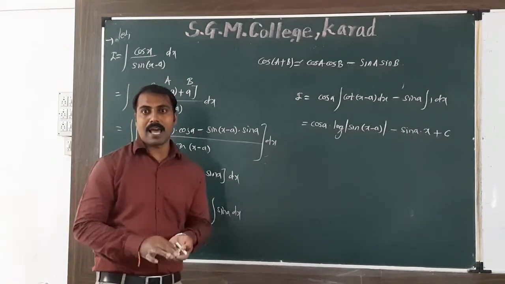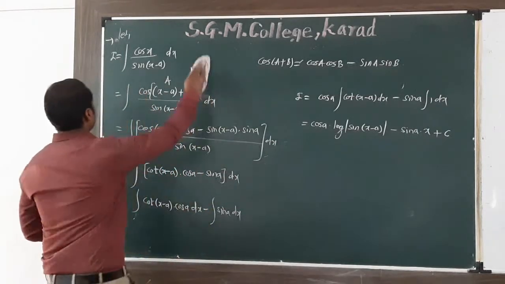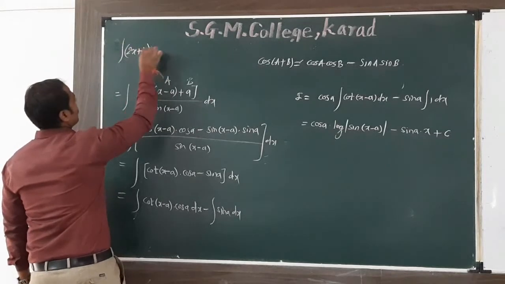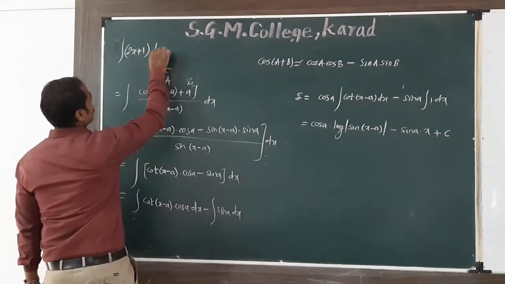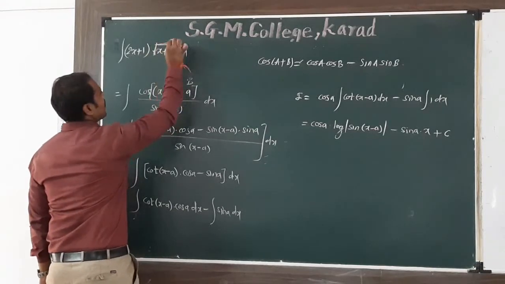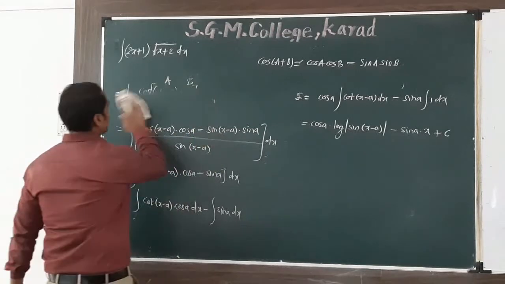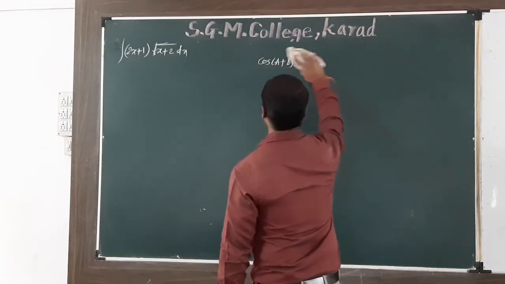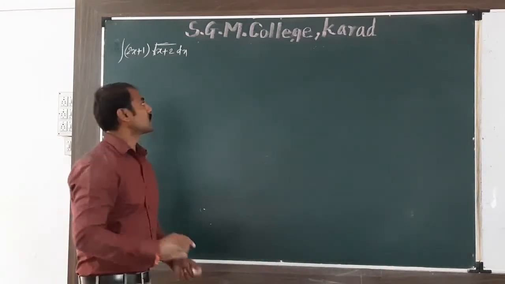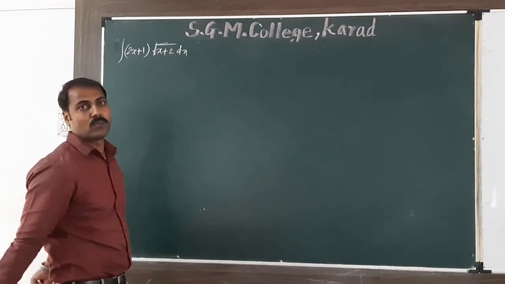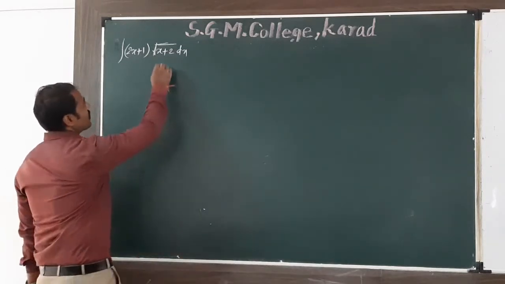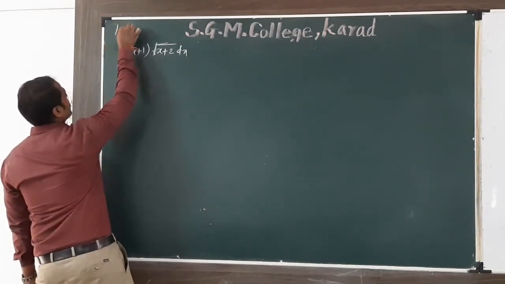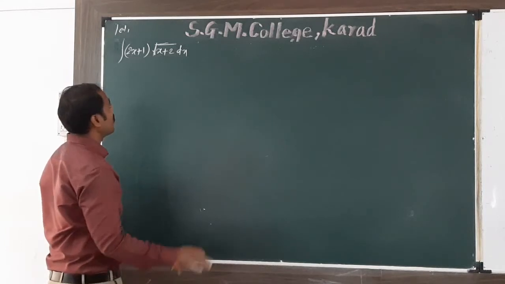Okay, now the last example is here. Evaluate the integration of 2x plus 1 into root of x plus 2, dx. Look at this example. When any function is in a root, or when the function's powers are rational numbers, like root means 1 upon 2, 5 by 2, 3 by 2, then substitute for the x plus 2. That means substitute for the function inside that power, fractional or rational powers.